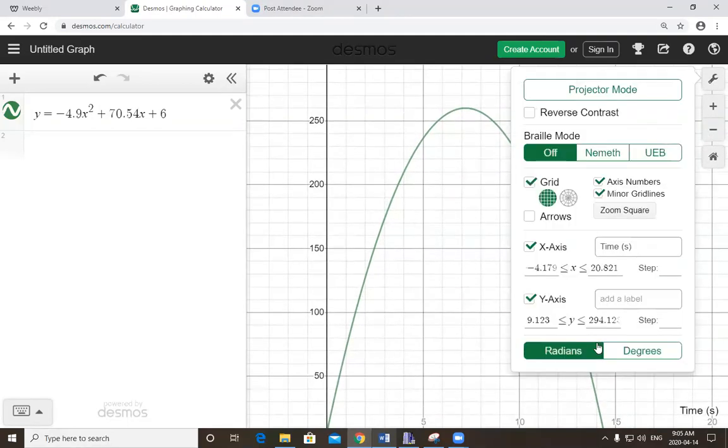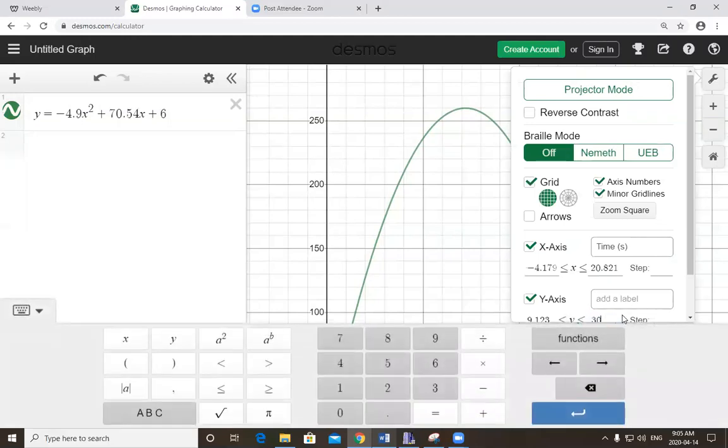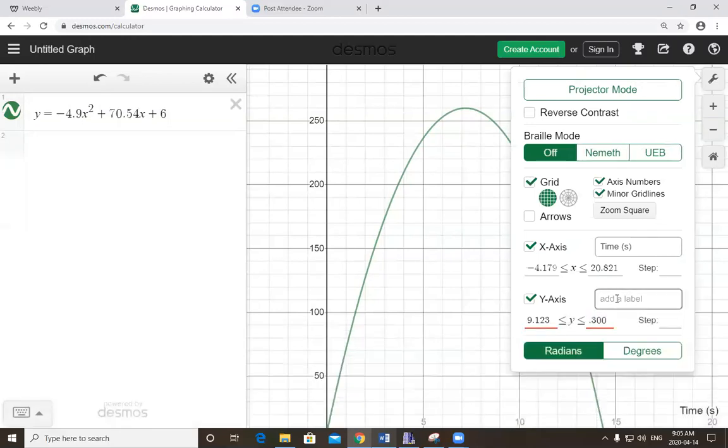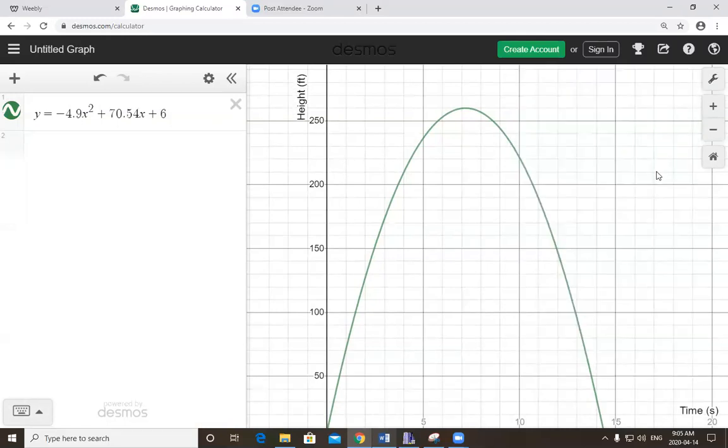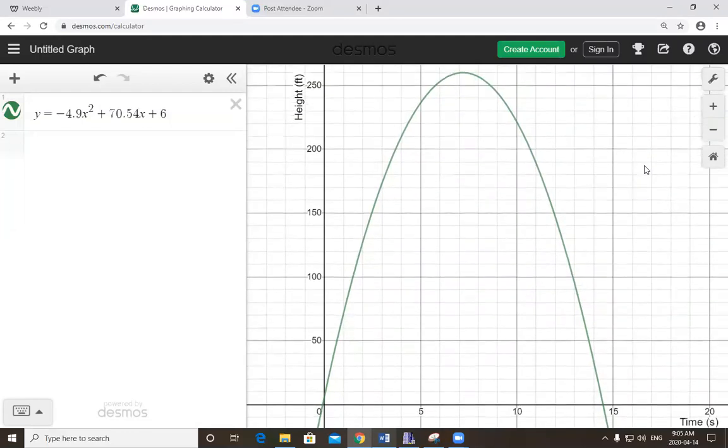Actually, we'll make that a bit bigger. And the y-axis is height in feet. Okay. All right. So we have then our graph done. Okay, and we can now go ahead and start solving the questions.